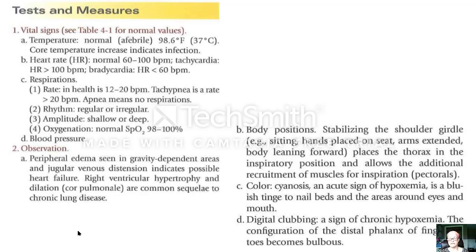Color, cyanosis: an acute sign of hypoxia is a bluish tinge to nail beds and the areas around the eyes and the mouth. Digital clubbing, a sign of chronic hypoxemia: the configuration of the distal phalanx of fingers or toes becomes bulbous.